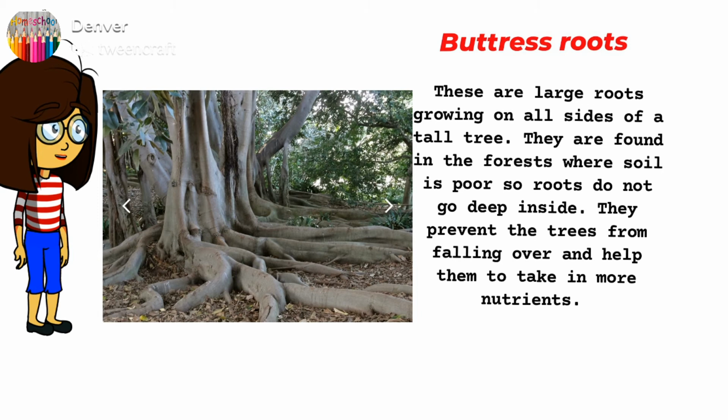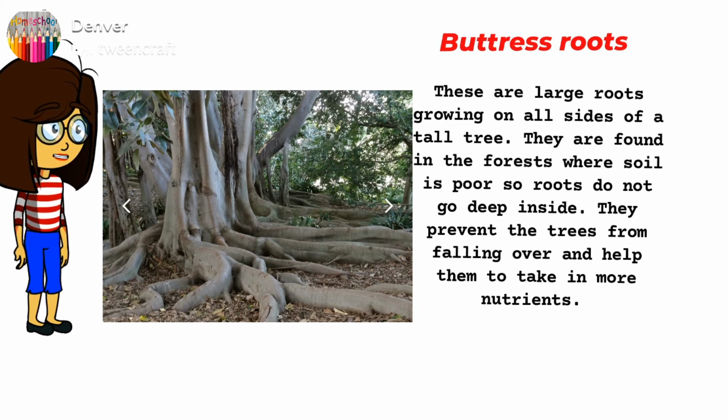So as you can see in the picture, the roots are spread all over the area. This type of root does not go deep into the soil. Instead, they spread all over the area so that they can gather more and more moisture and nutrients for the trees. Also, these buttress roots help the tree to stand erect so that it does not fall easily.